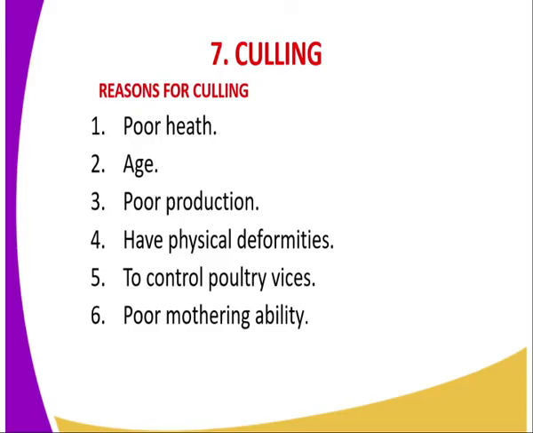And then we have control of poultry vices. Those poultry which are perpetual egg eaters, they normally eat the eggs. You are supposed to cull them out, and you do the debeaking exercise so that you can control such others. Also, cannibalism. Those perpetual cannibals are supposed to be eliminated by culling them out so that you are left with those poultry which will enable you to reach high levels of production.